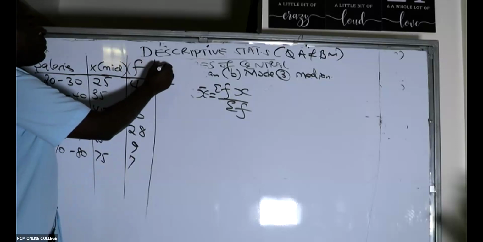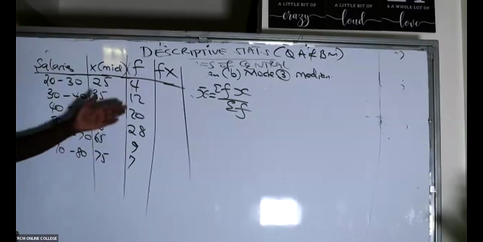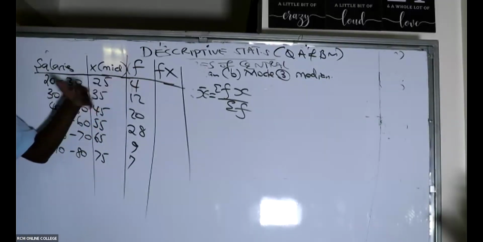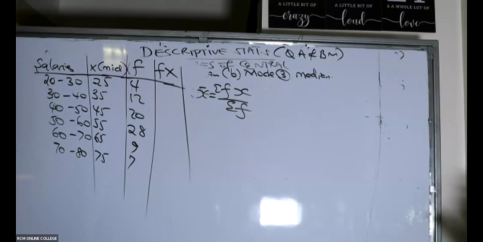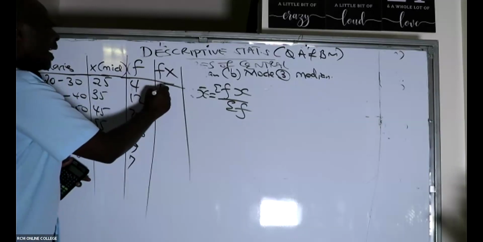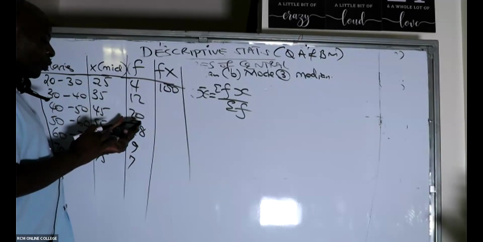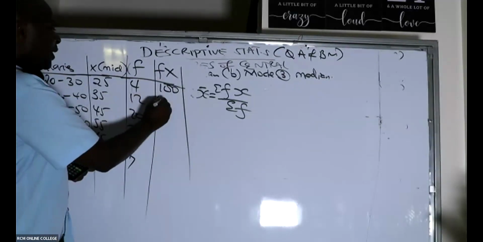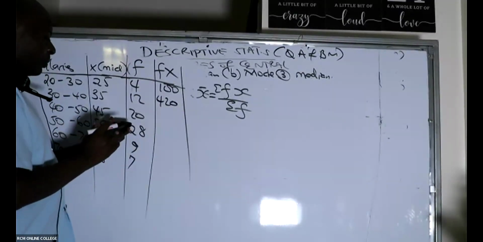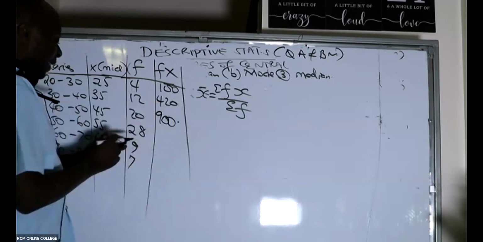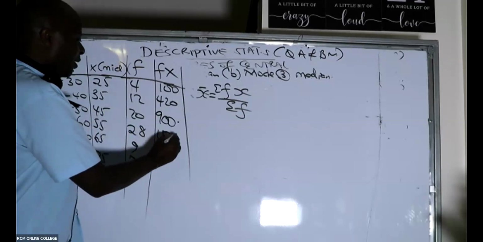So then create a column here where you capture Fx. Basically you are taking 4 times 25 or 25 times 4, the order doesn't matter. So the very first one, when I do the Fx multiplication, I'm getting 100. From there we have 35 times 12, which gives me 420. From there we have 45 times 20, which gives me 900. Then we have 55 times 28, which gives me 1540.